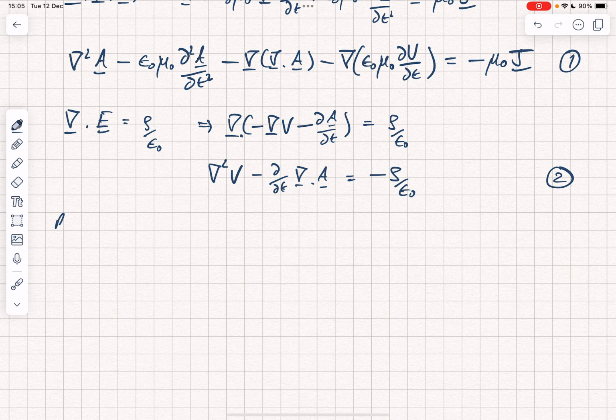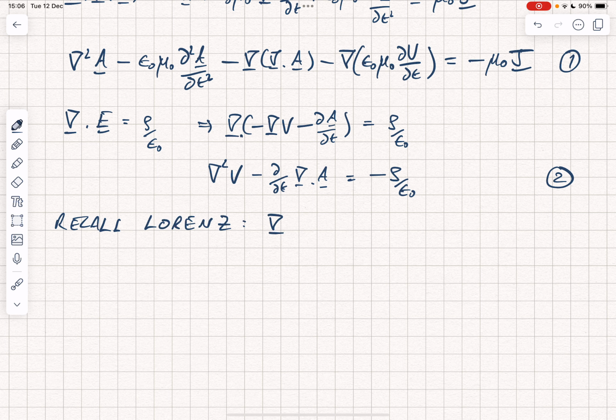So we recall the Lorenz gauge, where we set div A plus epsilon naught mu naught dV by dt is equal to 0. And therefore, if we rewrite equation 1, we get the following.